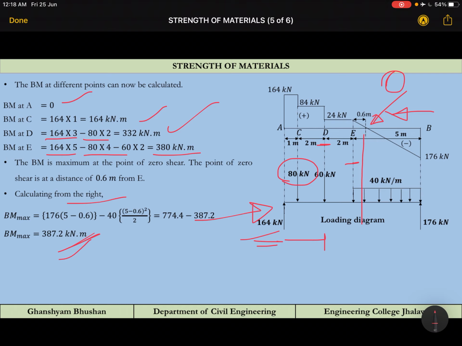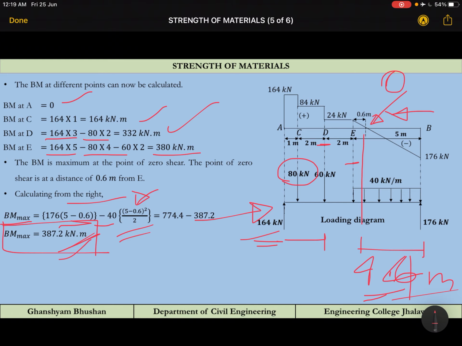The point of zero shear will have the maximum bending moment. So the maximum bending moment is 176 into the distance. How much is this distance? Already it is given as 0.6, so this will be 4.4 meters. So 176 into 5 minus 0.6, that is 4.4, minus 40 into x squared by 2, where x is 4.4. So finally you get the maximum bending moment as 387.2 kilonewton meter.